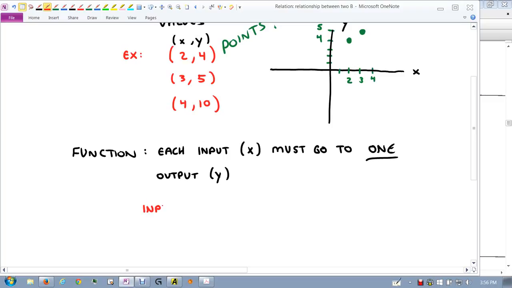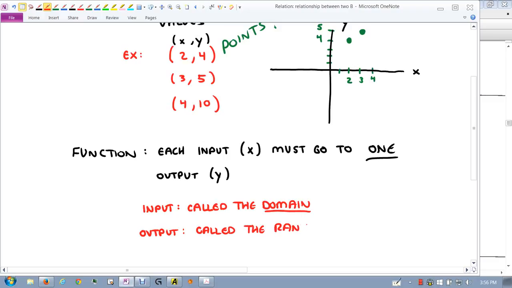The input is called the domain. The output is called the range. So I highlighted here, or underlined, to be a function, each input must go to one output.